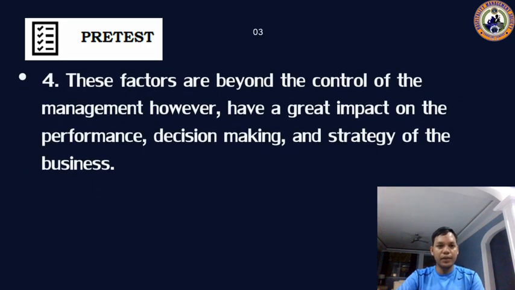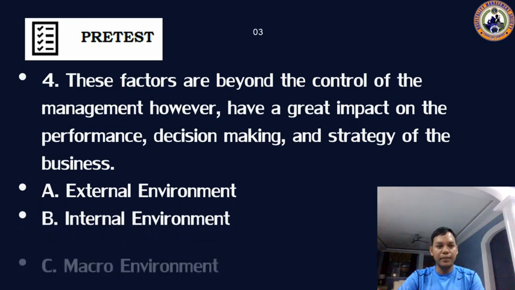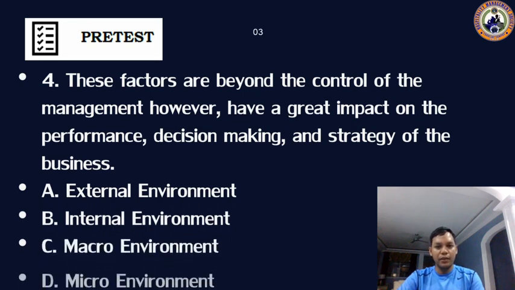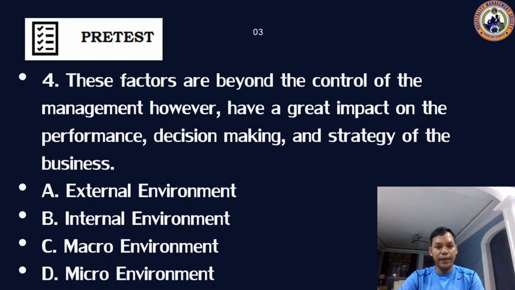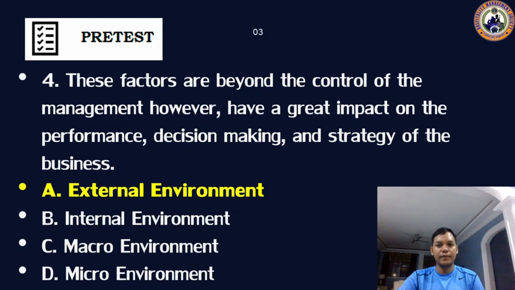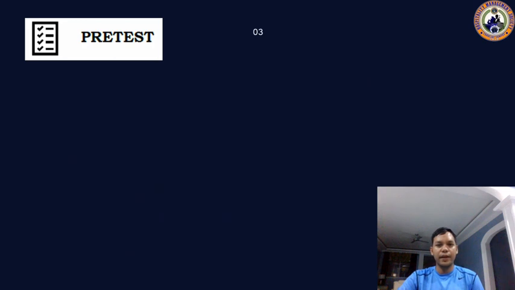These factors are beyond the control of the management, however, have a great impact on the performance, decision-making, and strategy of the business. A. External environment. B. Internal environment. C. Macro environment. Or letter D. Micro environment. The answer for number 4 is letter A, external environment. Let's proceed to number 5, the last question for the pre-test.